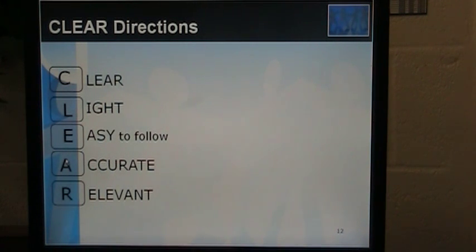We're going to go through the steps because no matter what kind of directions we're talking about, these are some great tips as far as keeping the directions clear. So we have an acronym, in which C stands for clear, L stands for light, E stands for easy to follow, A stands for accurate, and R is relevant. Let's go through these one by one. The first one, clear.